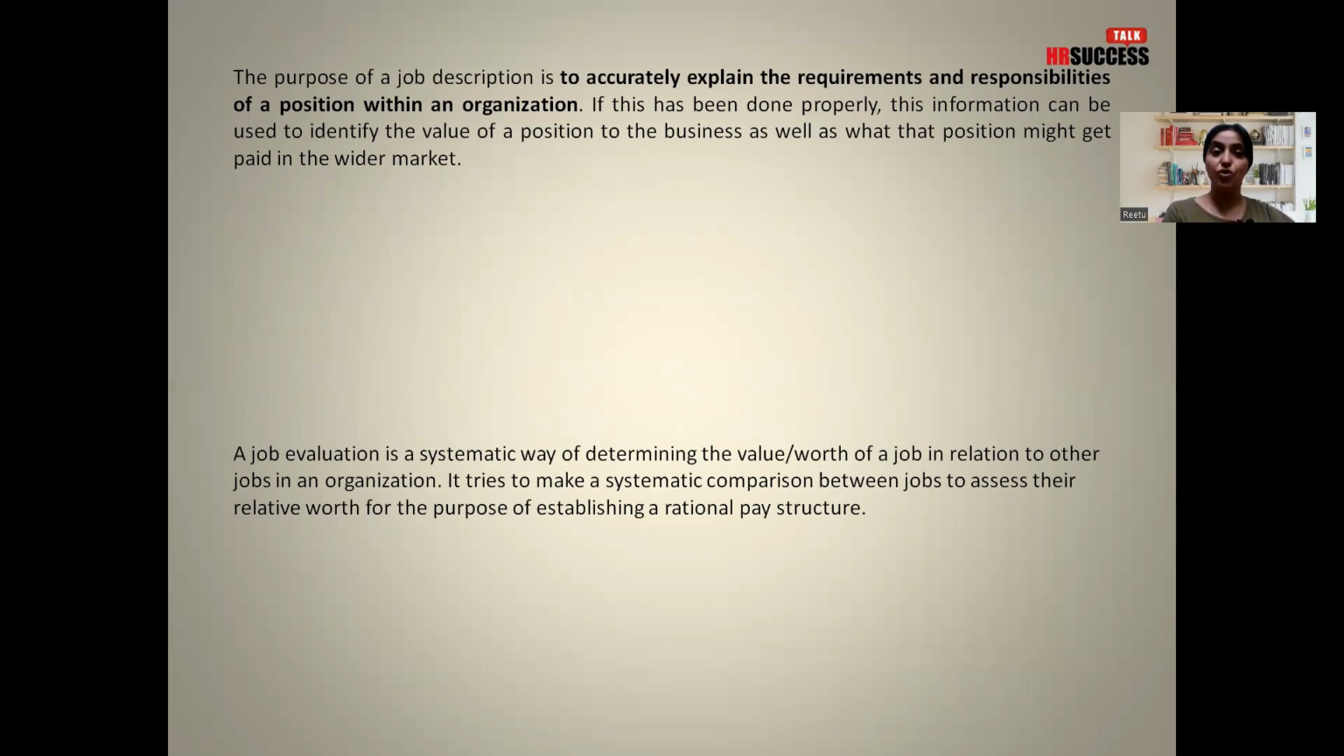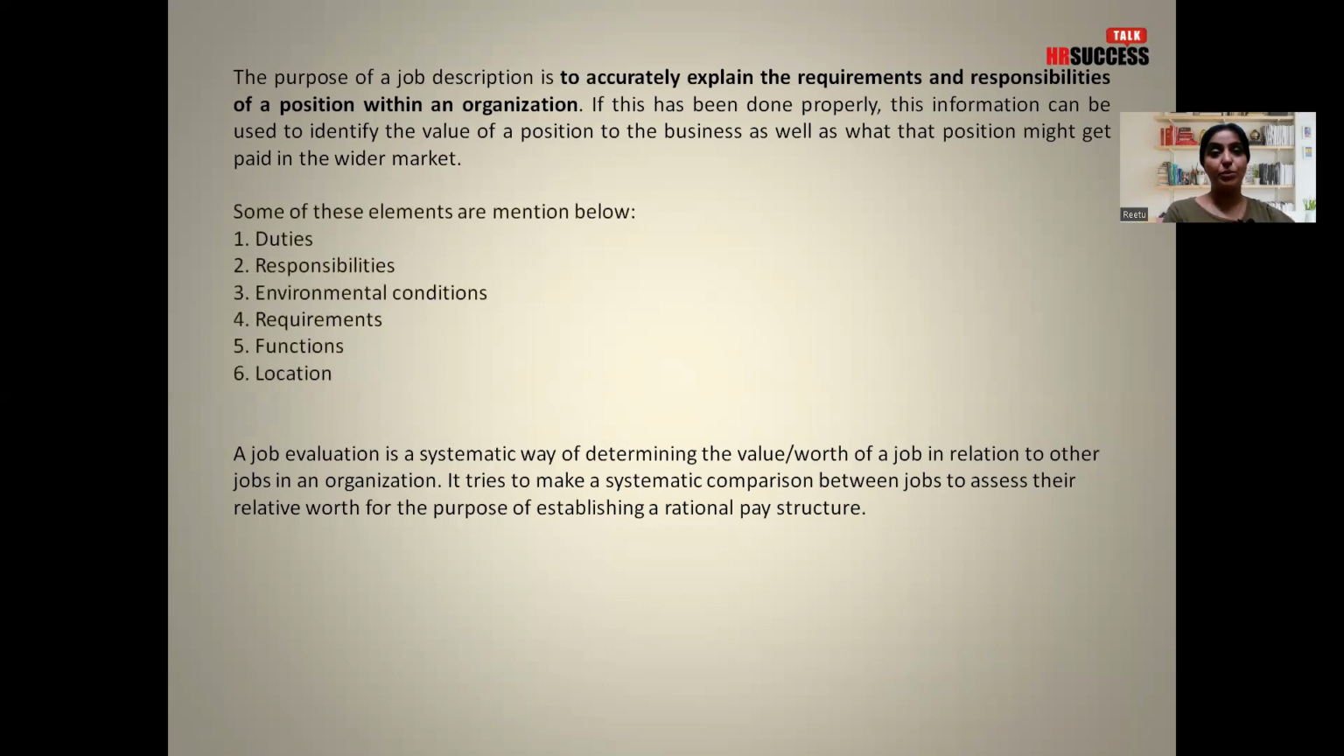The purpose of a job description is to accurately explain the requirements and responsibilities of a position within an organization. If this has been done properly, this information can be used to identify the value of a position to the business, as well as what that position might get paid in the wider market. Some of the elements covered under the job description are the duties, responsibilities, environmental conditions under which a person needs to work, requirements, functions, and location.